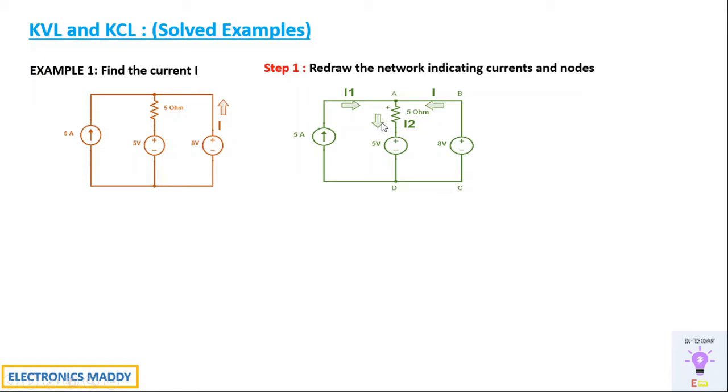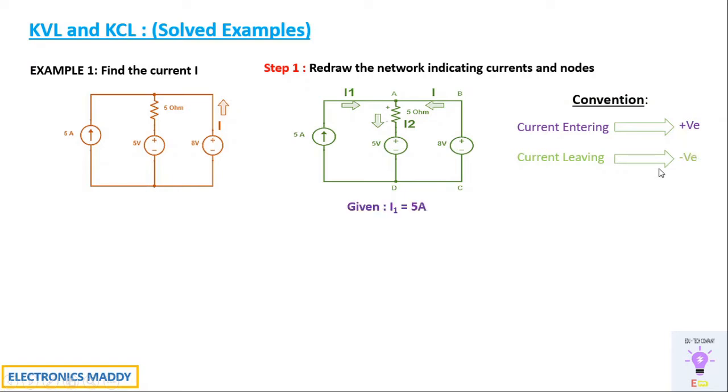Now what will be our first step? We have a convention that is already discussed. Current entering will be taken as positive with respect to a particular node, and current leaving will be taken as negative with respect to that node. One of the most important observations with respect to the given question is that I1 is given as 5 amps. So how do we approach this in order to find the value of current I?